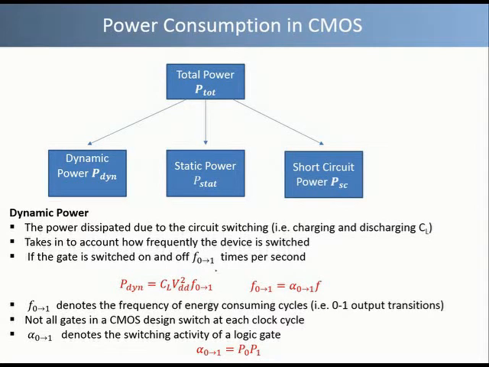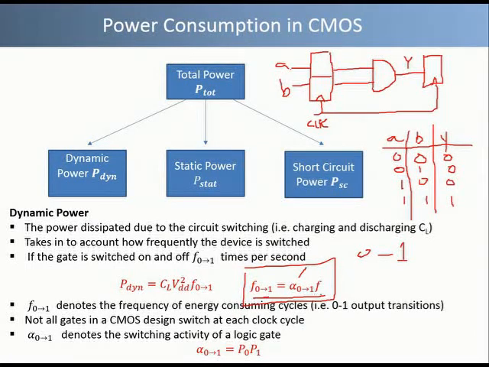The quantity F, that is the frequency of switching cycle, is related to the operating frequency of digital circuit by this relation, where alpha denotes the switching activity factor, and this is the probability of occurring of energy consuming cycles out of total cycles of clock per second. And as we have discussed earlier, that the energy is consumed from the source when the load capacitance at the output is charged from 0 to VDD, and the probability of occurring of energy consuming cycles is denoted by alpha.